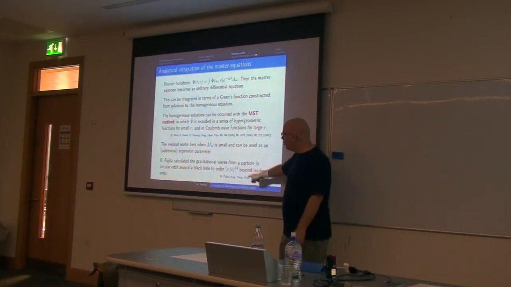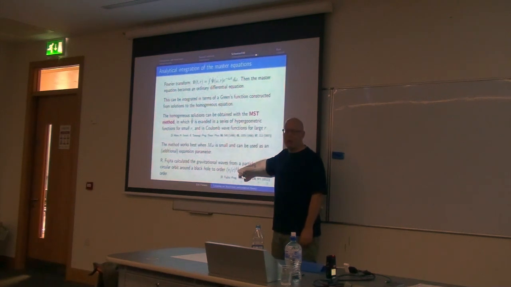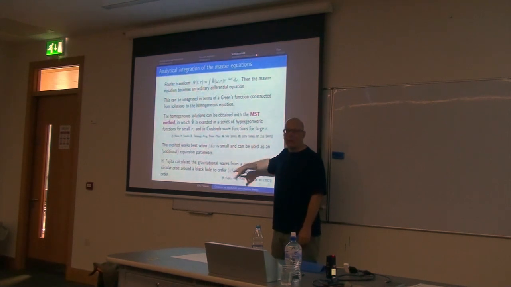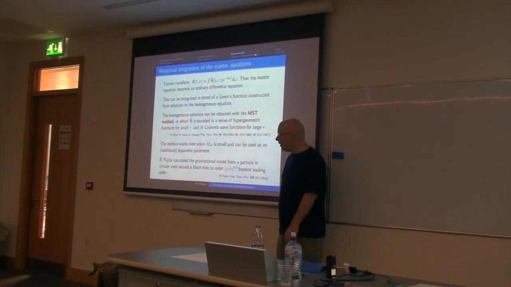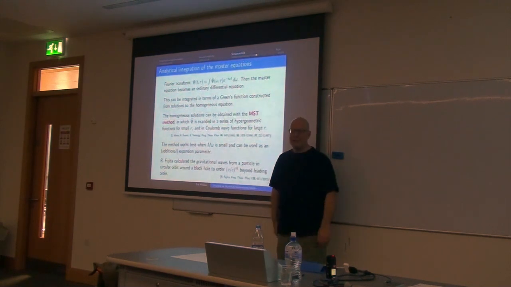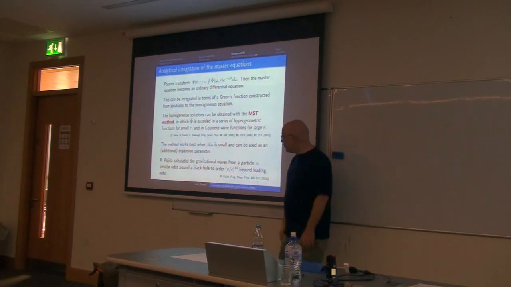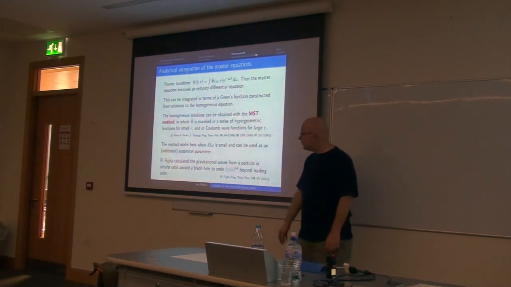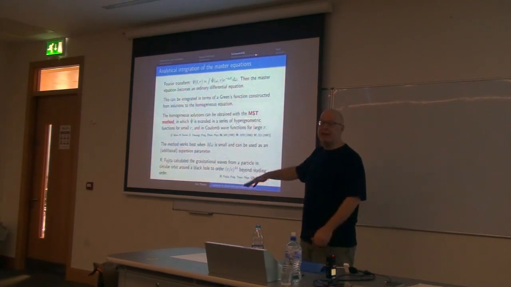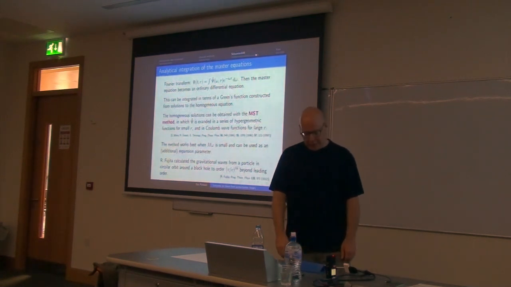What Fujita managed to do is to go to order 44 beyond the Newtonian, leading order answer. I don't know how he does it. Of course he had Mathematica and he was able to automate the process, but it's exhausting just to read the expression because it takes pages to read off all those components. He's managed to do that and more. I mean, he's very impressive.